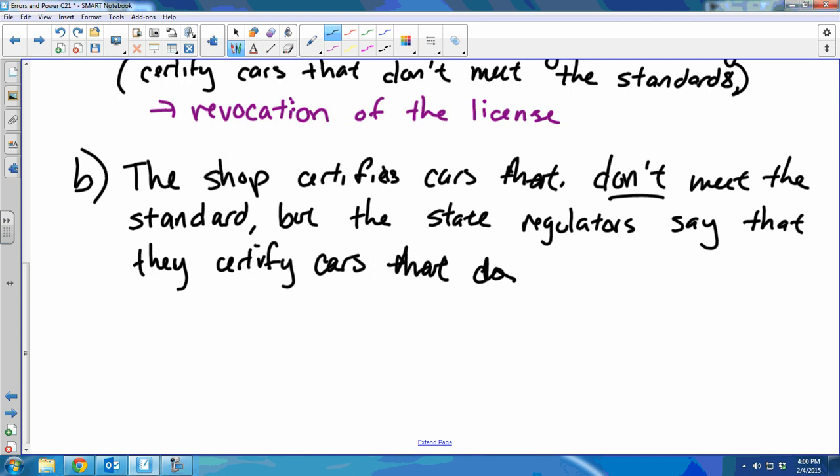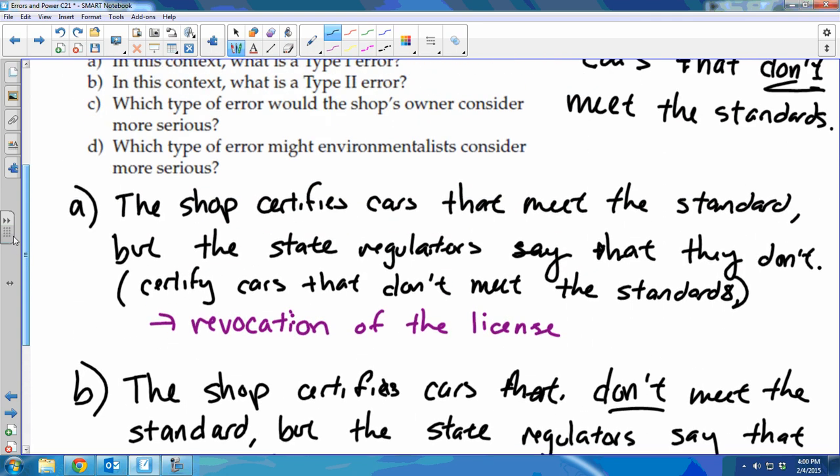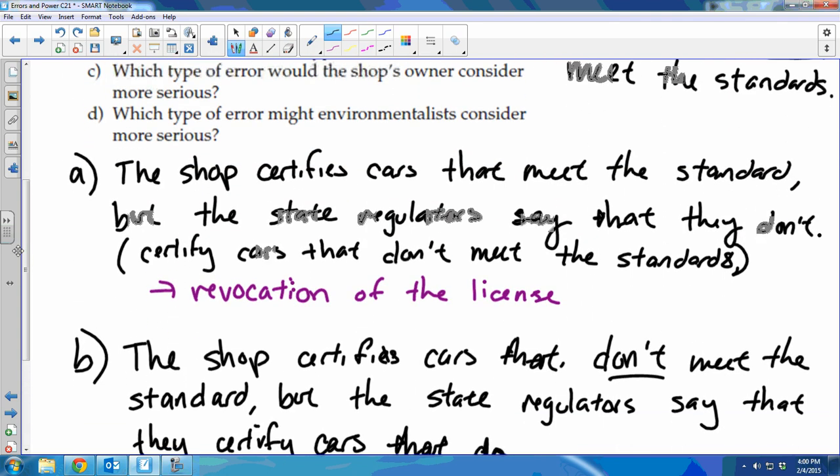That do meet the standards, okay? So that's what it is in context. And we're going to practice that today in class and on your homework. Part C and D start talking about the difference in these errors.